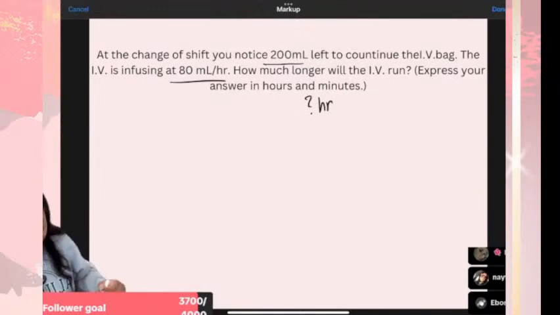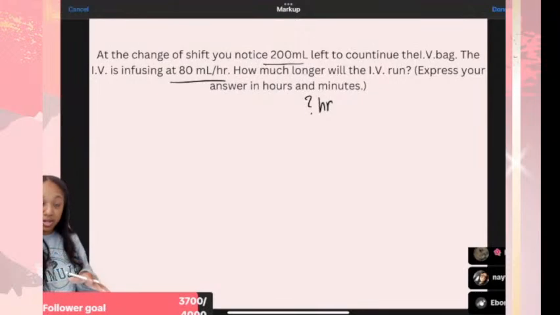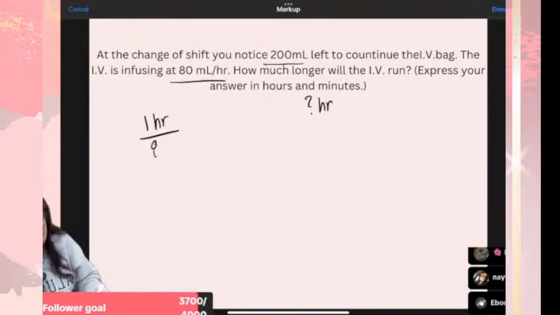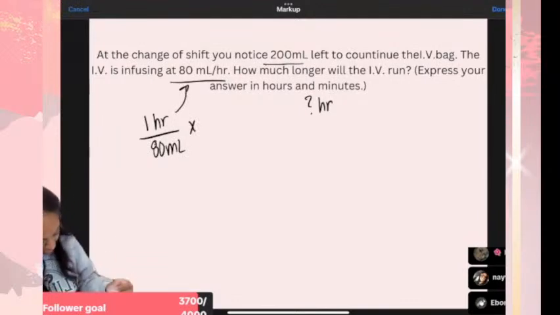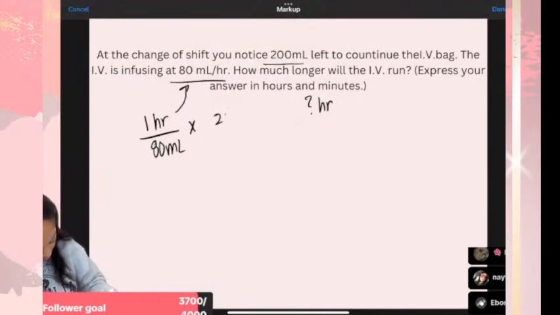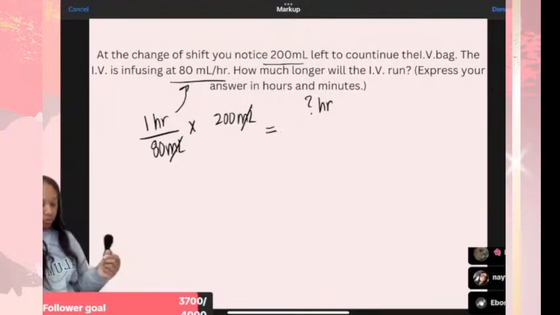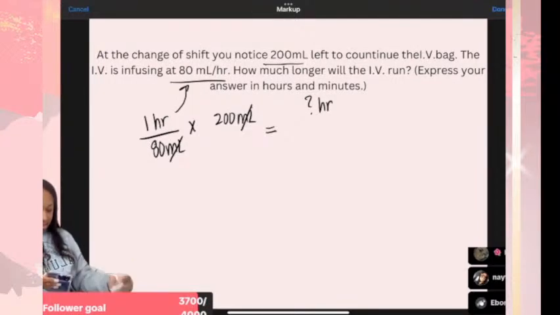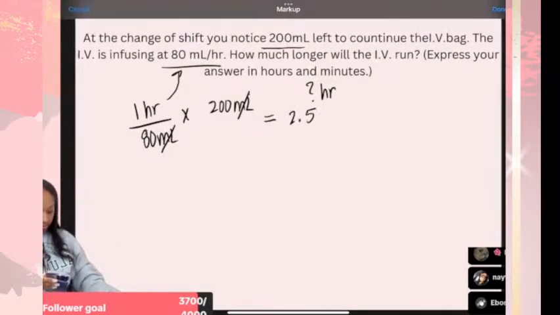And we're going to look for hours, okay? So, I'm going to put my hours on the top because that's what we're starting off with and what we're looking for, okay? So, 1 hour, 80 milliliters. So, that came from right there, okay? So, next we have milliliters on the bottom. So, we'll need milliliters at the top to cross out. So, 200 milliliters. And that's going to cross out and leave us with hours. So 200 divided by 80 is 2.5 hours.